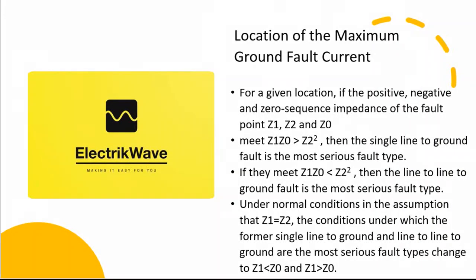For a given location, if the positive, negative, and zero sequence impedances of the fault point are Z1, Z2 and Z0, then if they meet Z1 Z0 greater than Z2 squared, the single line to ground fault is the most serious fault type. If they meet Z1 Z0 less than Z2 squared, the line to line to ground fault is the most serious fault type. Under normal conditions, assuming Z1 equals Z2, the conditions under which single line to ground and line to line to ground are the most serious fault types change to Z1 less than Z0 and Z1 greater than Z0.